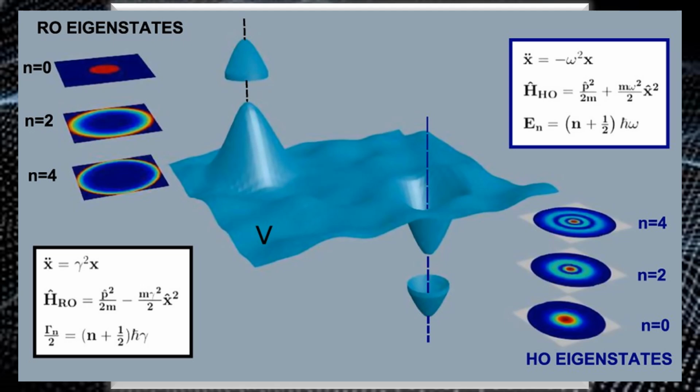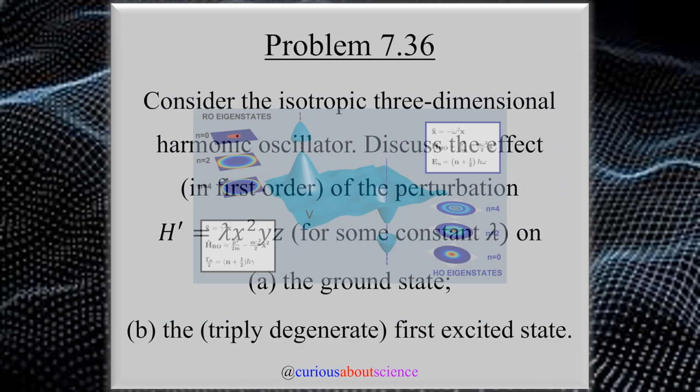Quantum Insights: How Perturbations Affect Degenerate States in a 3D Harmonic Oscillator. Learn how first-order perturbation theory reveals the fascinating nuances of energy states under perturbation.